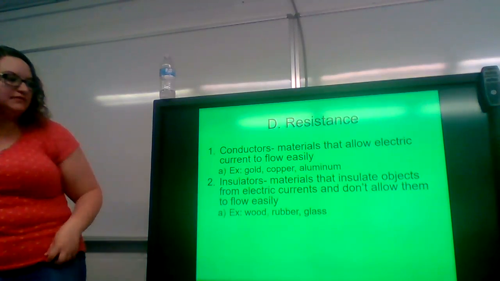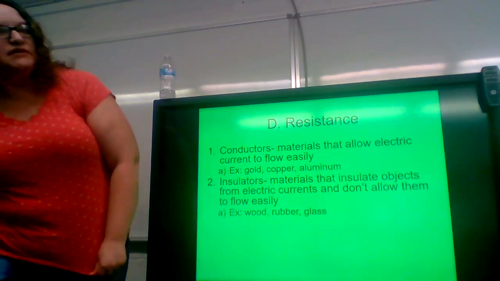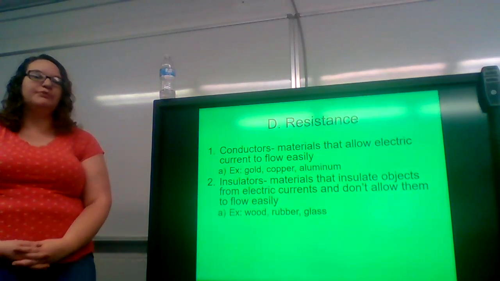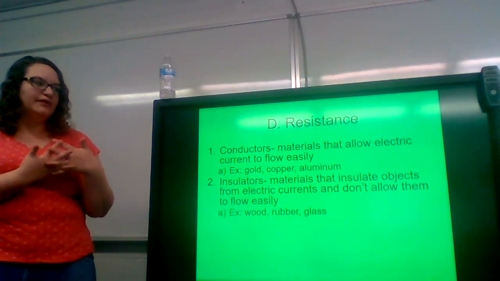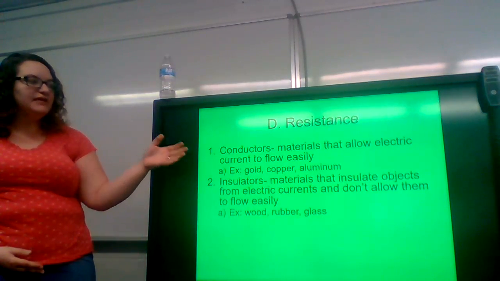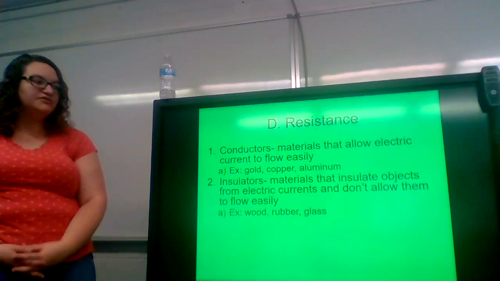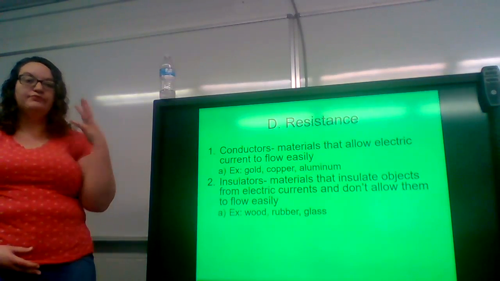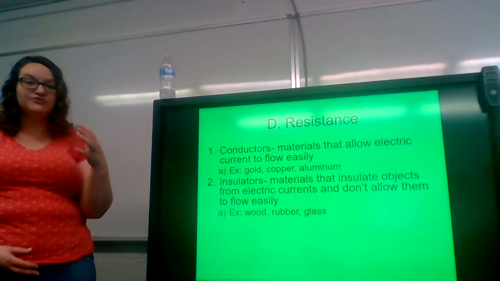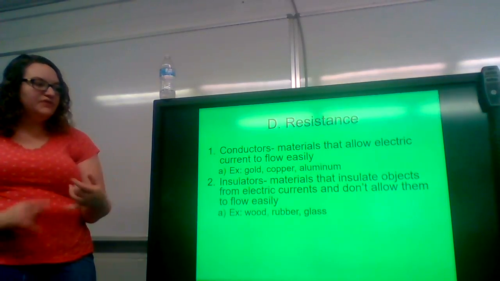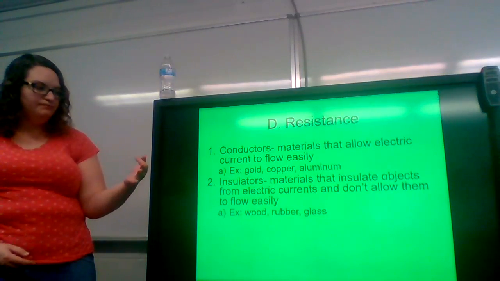Okay, resistance. Now, we've talked about resistance a little bit before. We've talked about conductors and insulators, but we're going to talk about them again in relation to electricity. So, conductors, these are materials that allow electric current to flow easily. They are not hindered. They're very receptive to that electric flow. In fact, they're probably going to take it before anything else would. So examples of these are gold, copper, and aluminum.